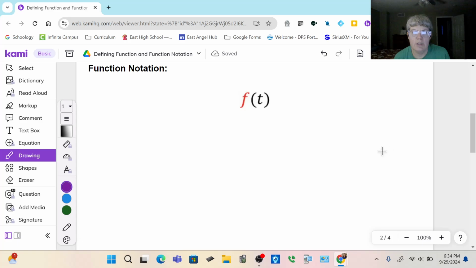Now, we've also talked about function notation in class. Function notation is a way for us to distinguish one function or equation from another. So the f that you see in this particular function notation is what we call the name of the function, or the function name. So just like you and I each have a name, our functions have a name.